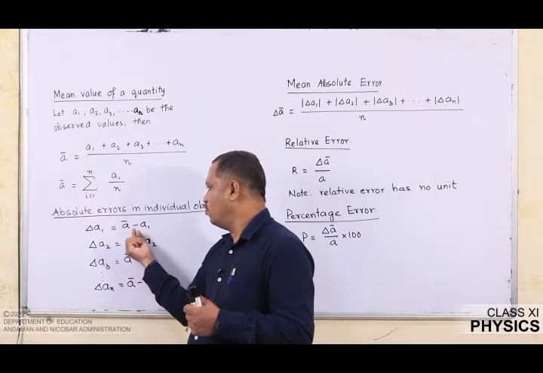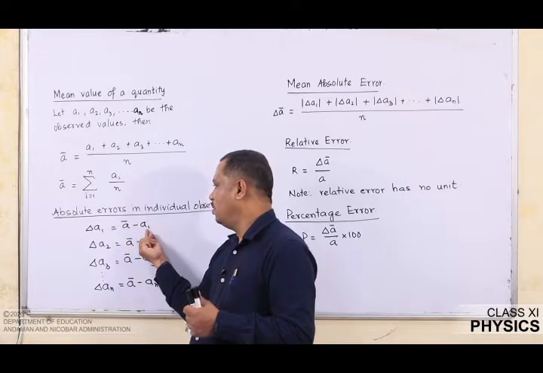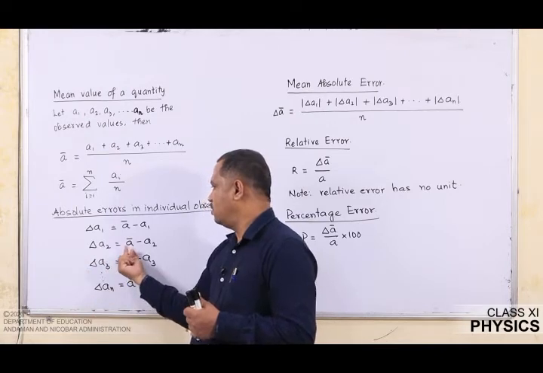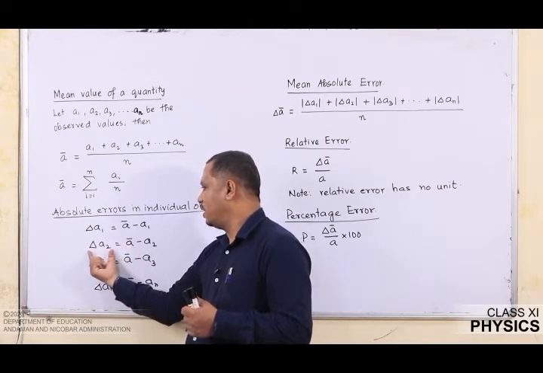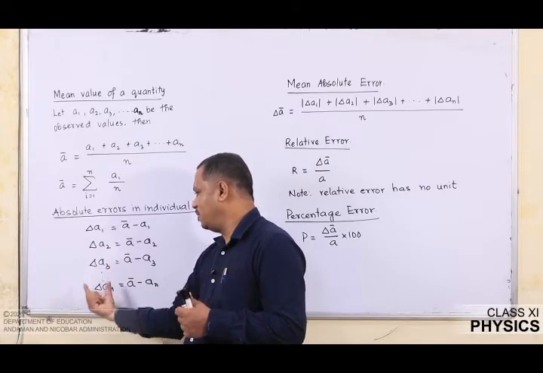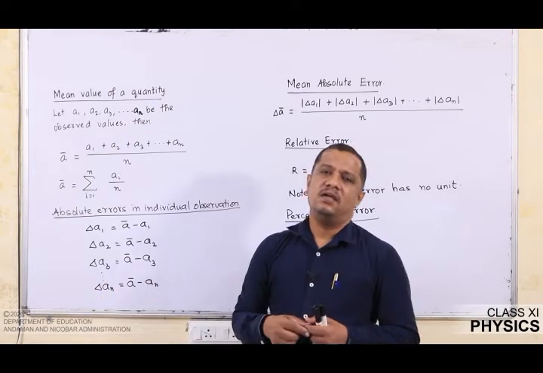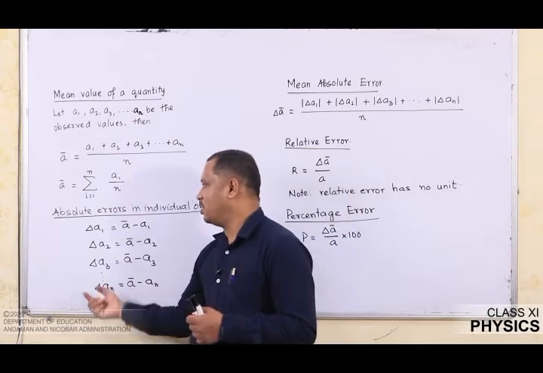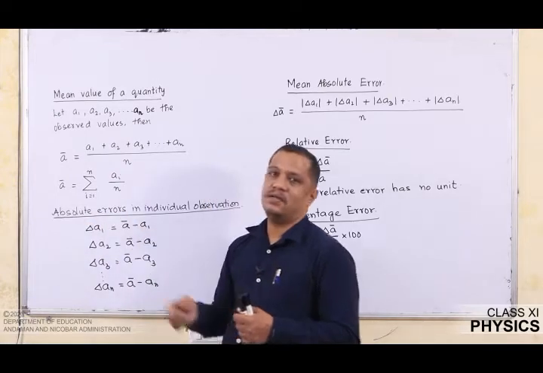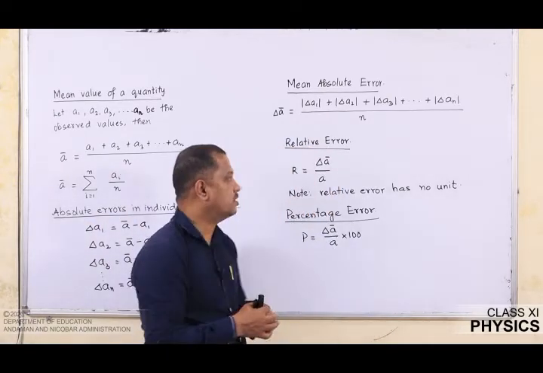So, true value minus measured value. This is the error present in the first measurement, and this is delta A2, the error present in the second measurement, the error present in the third measurement, and as such the error present in the nth measurement, and we call these individual errors the absolute errors in individual observations or measurements.